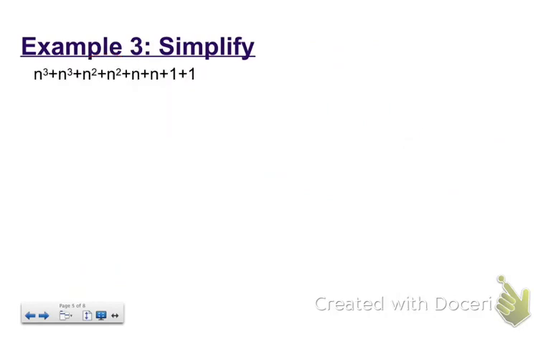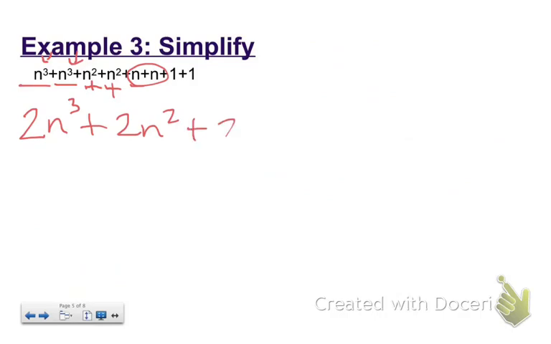Okay, simplify again. So this time we don't need to distribute, we don't need to combine anything in parentheses, but we do need to combine like terms. So again, only if they have the same index, meaning they're raised to the same power, can we combine them. So n cubed plus n cubed is 2n cubed. N squared plus n squared is 2n squared. N plus n is 2n, and then 1 plus 1 is 2. And that would be all the way simplified because you can't combine any more terms. N cubes are separate from n squareds, are separate from n's, are separate from constants.